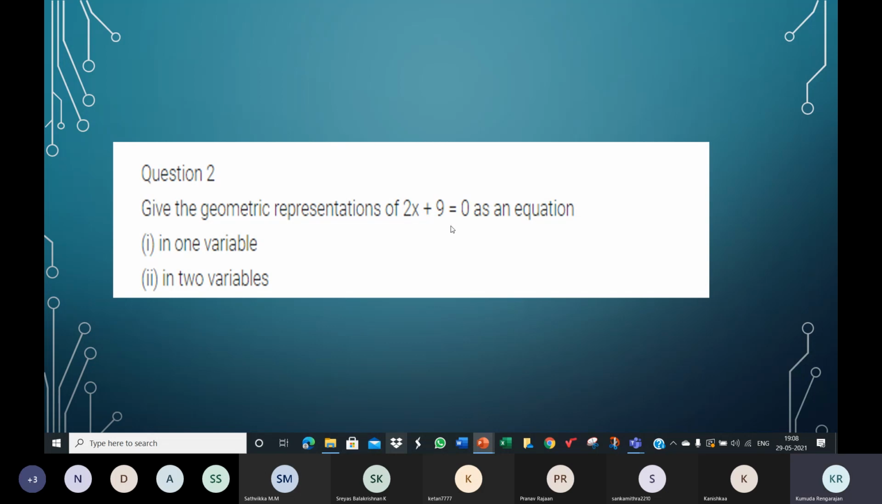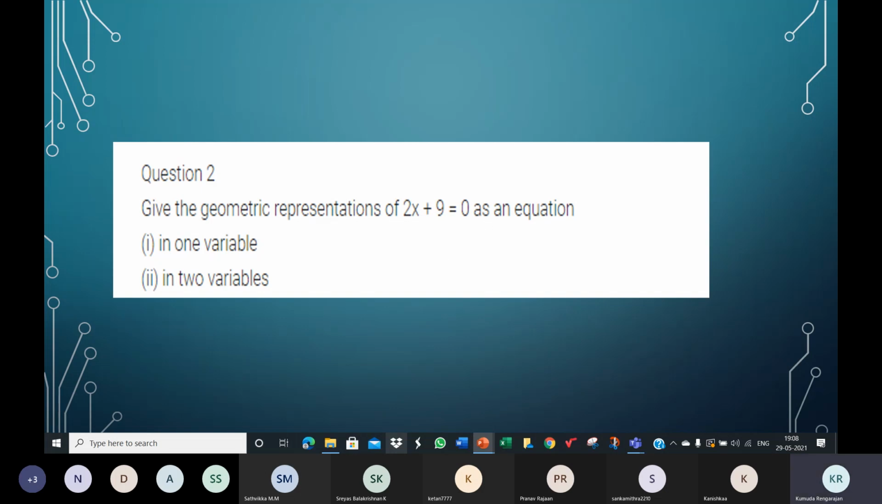So on solving this, we get 2x is equal to minus 9, x is equal to minus 9 by 2 or minus 4.5. So you just have to locate minus 4.5 on the number line and indicate that with x. x is equal to minus 4.5. That's how it's represented when you treat this equation as an equation in one variable x.